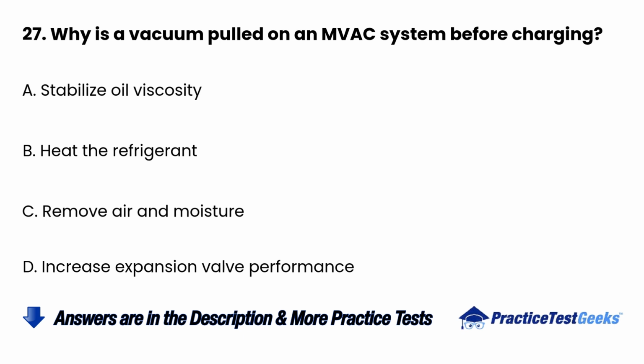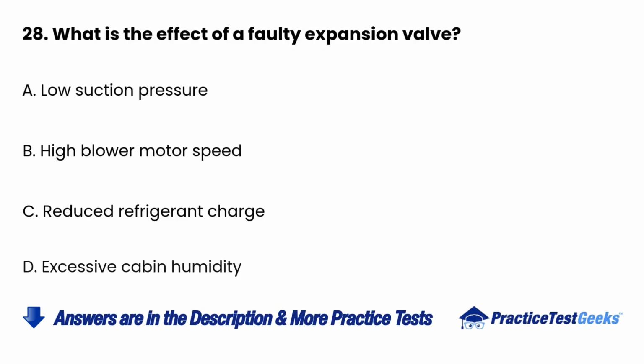D. Increase expansion valve performance. 28. What is the effect of a faulty expansion valve? A. Low suction pressure. B. High blower motor speed. C. Reduced refrigerant charge. D. Excessive cabin humidity.